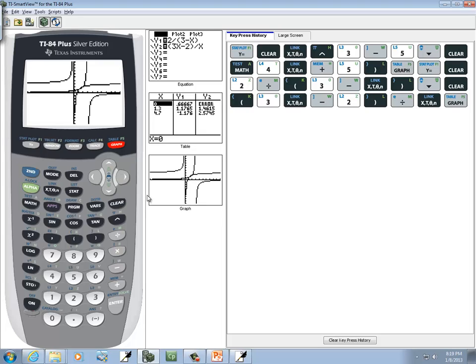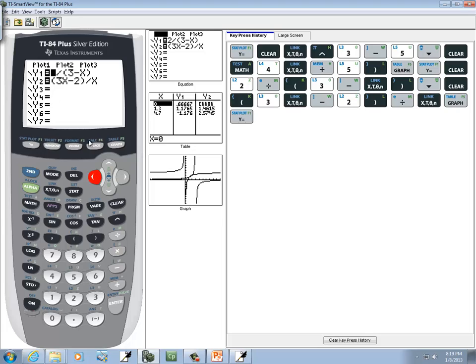Not so easy to see. Let me come up here, press y equals. I'll make one of these bold. So I'm going to left arrow over, and see how my flashing cursor's on the equals here? I press it one more time, and it puts it on the slash. If I press enter one more time, or press it one time, it changes to a thick slash.